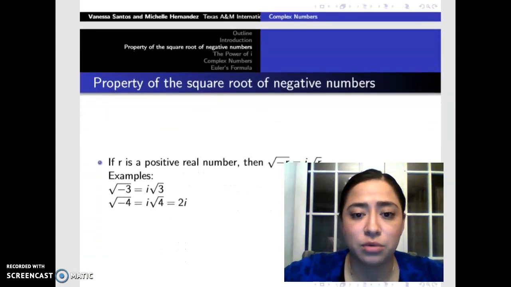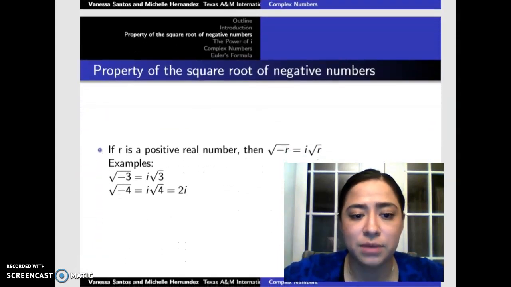The properties of the square root of a negative number. If r is a positive real number, then the square root of negative r equals i times the square root of r. These are a few examples. The square root of negative 3 equals i times the square root of 3. And the square root of negative 4 equals i times the square root of 4, where the square root of 4 is 2, which equals 2i.